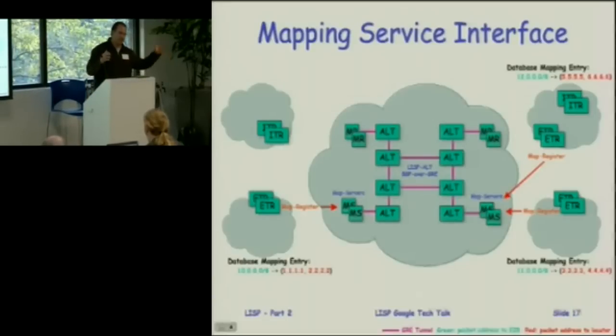Now, that doesn't mean that a U.S. map server can't support a RIPE. It could, but it's all logical, right? And you would just have to send your map registers further on. What's the difference between the map server and the map register?